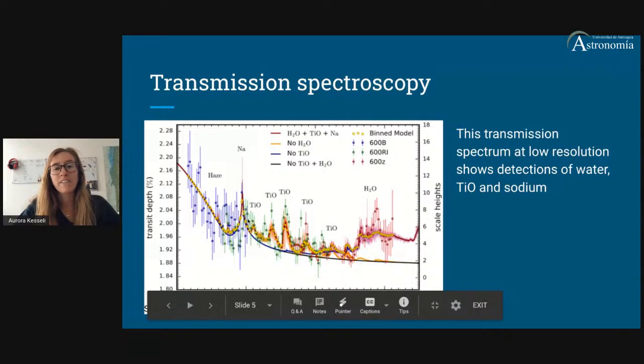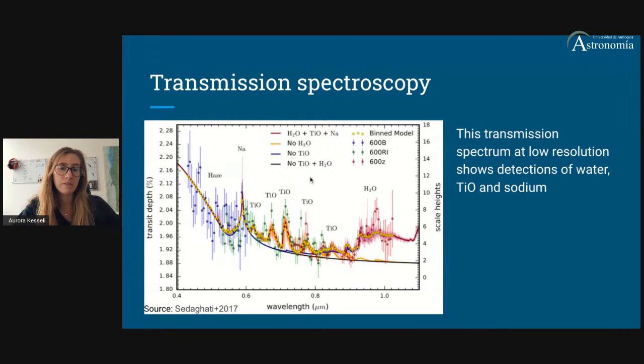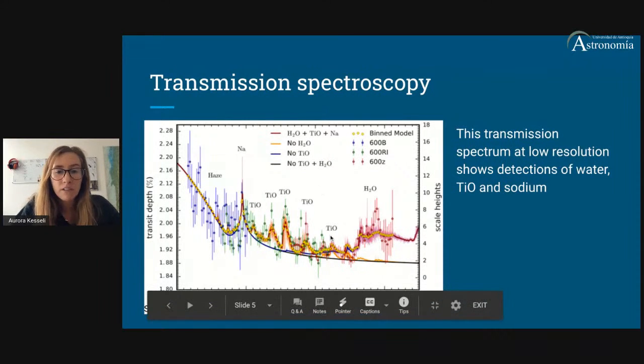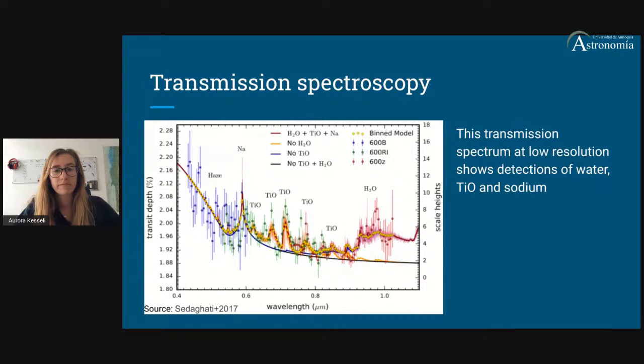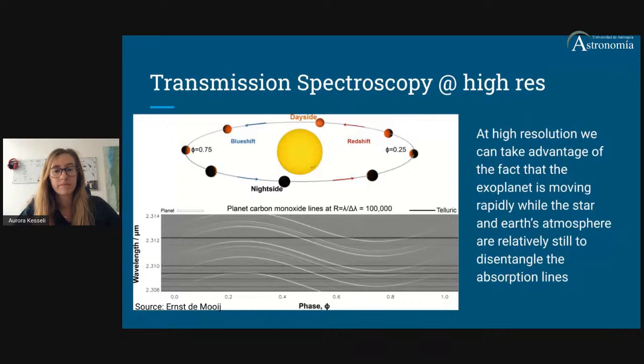So they can fit all of these different wiggles in the transmission spectrum and decide what things are in the atmosphere of the planet. And so here you're seeing a detection of water or titanium oxide. Okay, so that's transmission spectroscopy at low resolution.